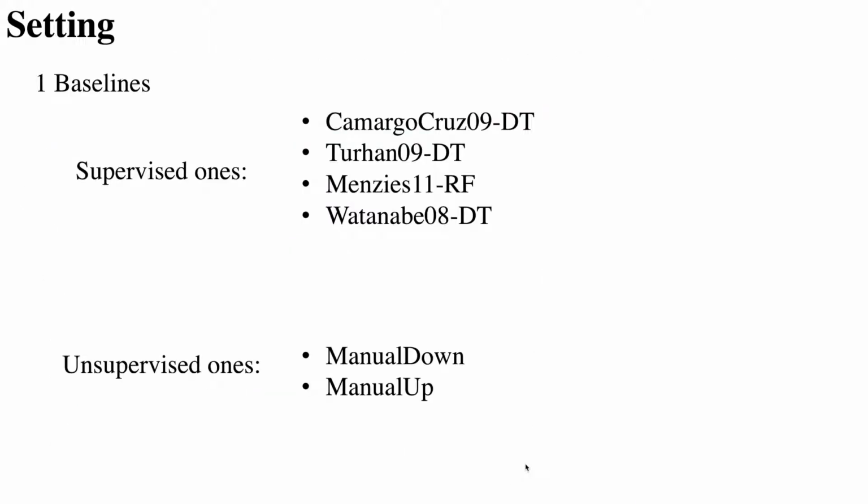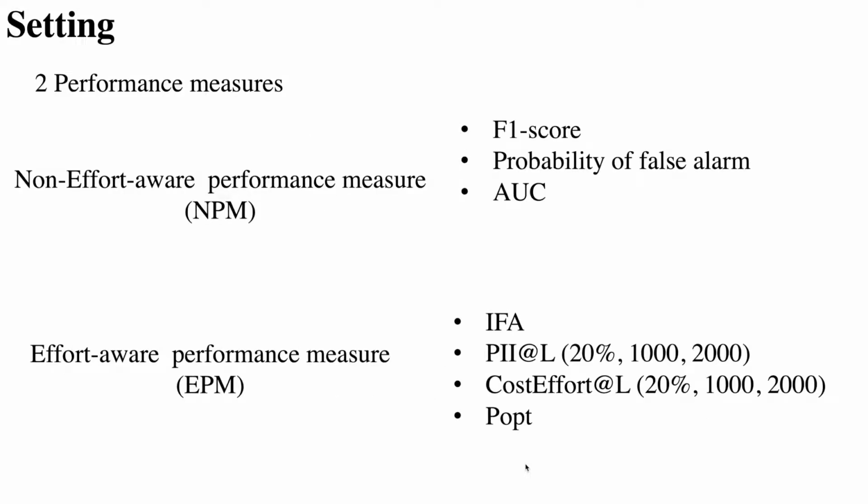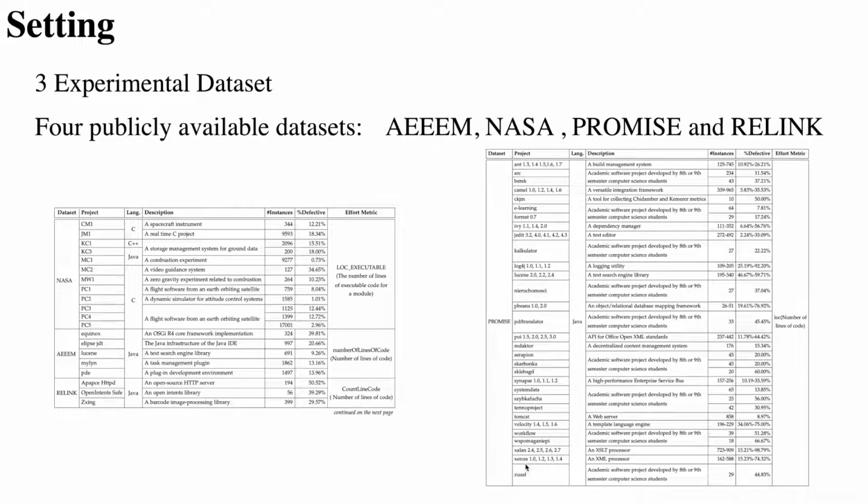As for the settings, we first consider 6 baseline methods. 4 methods are supervised ones and 2 methods are unsupervised ones. We consider 11 performance measures in total. These measures are grouped into 2 groups: non-effort-aware performance measures and effort-aware performance measures. In our experimental studies, we evaluate CPDP methods on 4 publicly available datasets: AEEEM, NASA, PROMISE, and RELINK. These datasets are widely used in previous work.